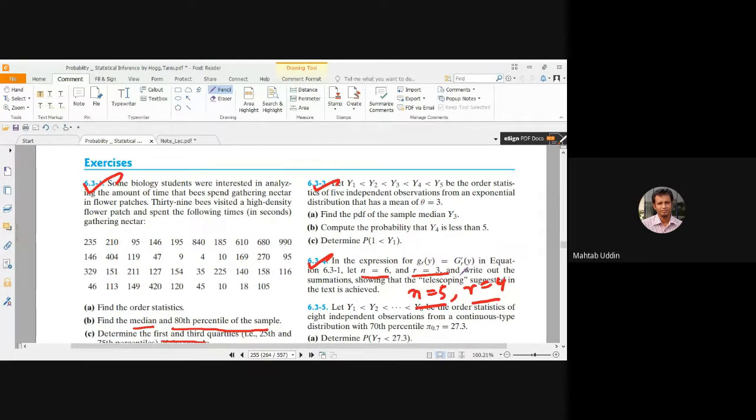Example 3 I am explaining. So exercise 3. It is said that y1 less than y2 less than y3 less than y4 less than y5 be the order statistics of 5 independent observations with exponential distribution, theta equal to 3. You have to find the PDF of the sample median y3, that is g3(y), and compute the probability y4 less than 5, that is capital G4(5), and P(1 less than y1).